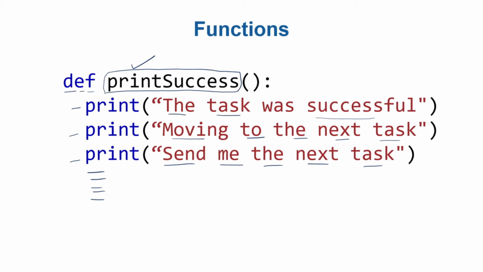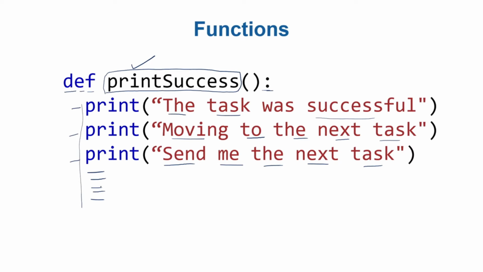You can write any name. Then you start parentheses, end parentheses, and then write a colon, like you have written the colon for if conditions or for loops or any other constructs. And then you indent, like the body of the for loop or the body of the if condition. This is the body of the function. The body of the function should all be aligned.